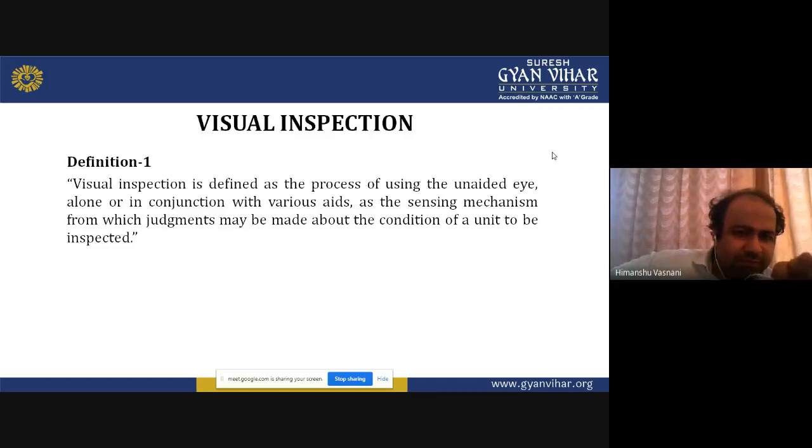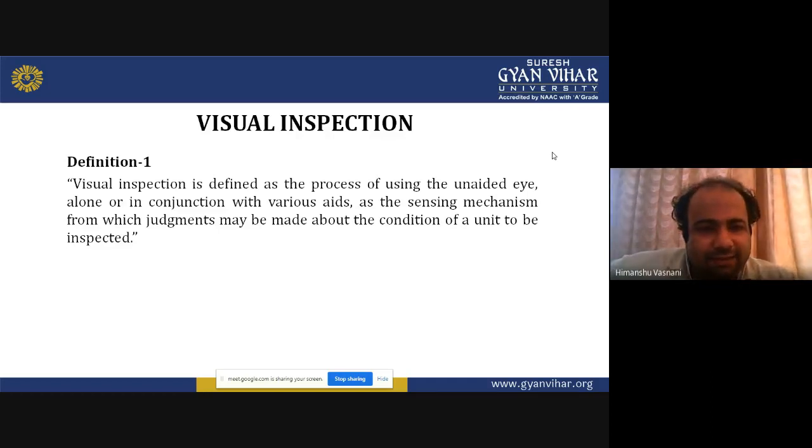I'll give you various definitions of visual inspection. One from a home point of view, one from a simple common person's point of view, one from an industry point of view. So they say that visual inspection is use of eyes or in conjunction with some instruments or gadgets as a sensing mechanism, and based on that examination or sensing, some judgment is made about the part that is being inspected. Okay, they say this.